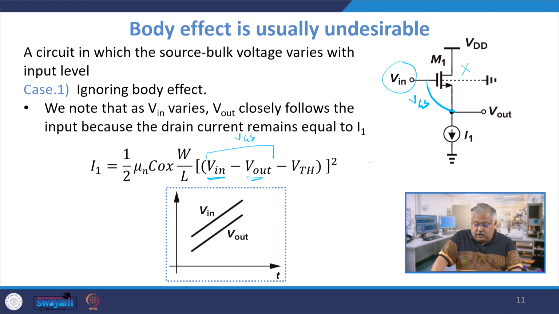So the current is I1. Therefore, if V in increases linearly, the output voltage will also increase linearly, and they will be parallel to each other because V equals IR, right? Simply, the current will be increasing linearly. If I increase the value of V in, the current will increase, and this current multiplied by the resistance will give you the output voltage, and the output voltage will also increase, right? This is case one, where we are ignoring the body effect.